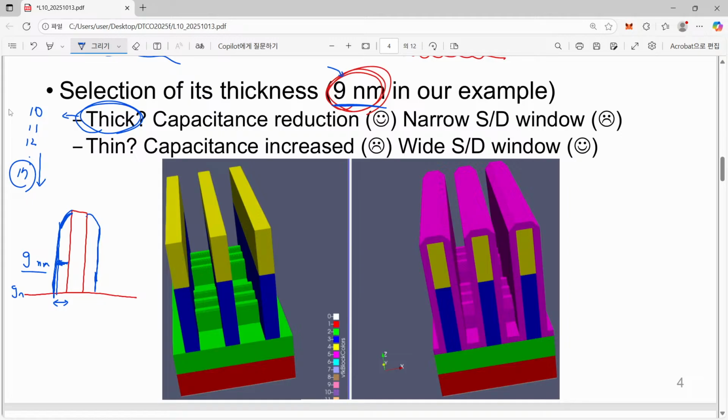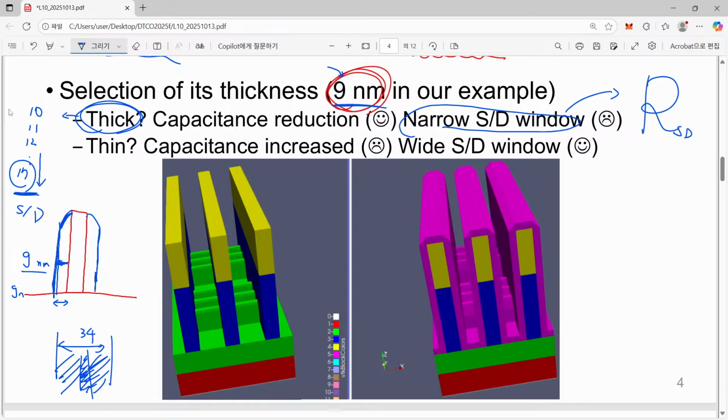What happens? Okay, we have quite good electrical separation between source and gate, and drain and gate, but there is no room for our source and drain. Our 34 nanometer is completely filled by our source and drain spacers, and there is nothing for silicon source and drain. In that case, we can think that a narrow source drain window is left, and it is directly affecting quite large source drain resistance.